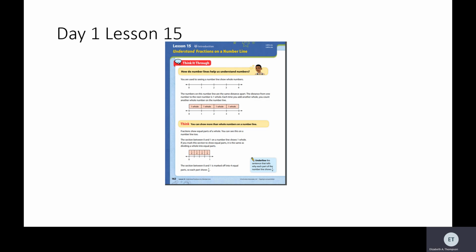So look at the number line below. It has 1 whole, and then it is broken into fractions of 1/4 each. The section between 0 and 1 is marked off into 4 equal parts called 1/4.